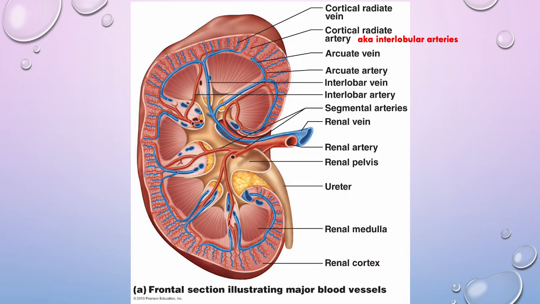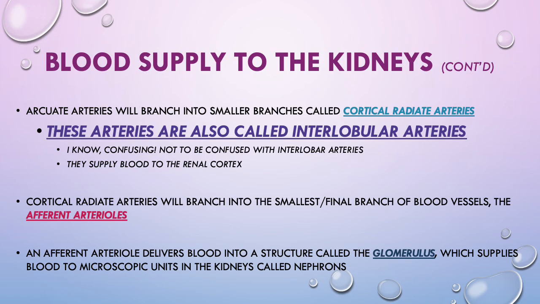So at this point we have talked up to this, guys. Now we're going to talk about the next ones, which are the smaller ones, and those will be the cortical radiate arteries, okay? So from the arcuate arteries, we're going to branch out once more into cortical radiate arteries. These arteries are also known as interlobular, not to be confused with the interlobar, okay? Interlobular, okay? Then they're going to branch out once more, and they're going to be from arteries to something smaller called arterioles, right? And they're going to go into the glomerulus.